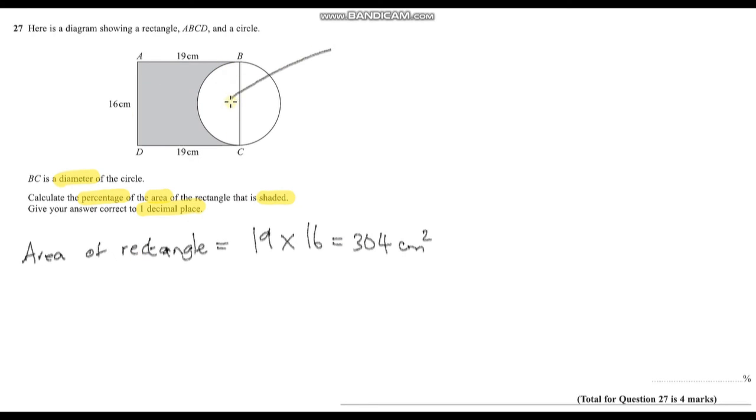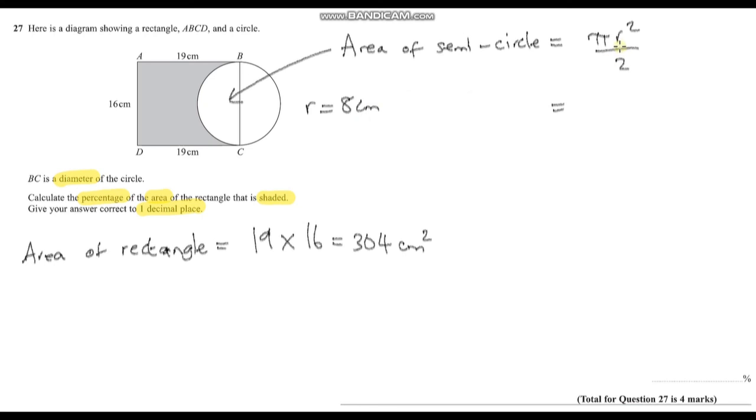So if we work out what the semicircle is, so area of semicircle, well, it's going to be the area of the whole circle divided by 2. So it's going to be pi r squared. That's how we work out the area of the whole circle divided by 2. So what is the radius of our circle? Well, we know this is the diameter. We're told that BC is the diameter, and this length is the same as this length. So this is 16. So the radius is equal to 8 centimeters.